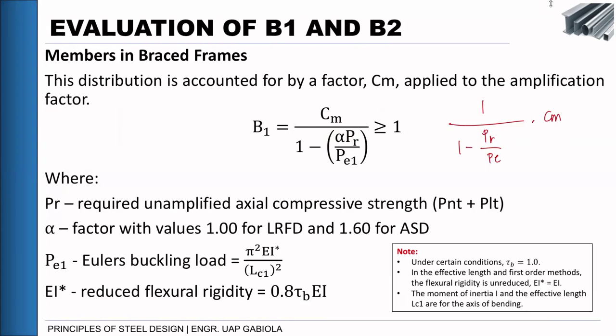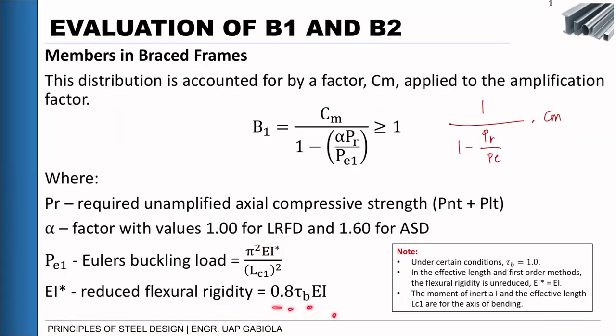So the required unamplified actual stress natin, the PNT plus PLT. And then, itong factor natin, 1.04 LRFD, then 1.6 for ASD. Yung PE1 is Euler buckling load using this formula. Wherein yung formula is pi squared, tapos yung modulus of yung fractional rigidity natin, E times I, over the length natin squared. Okay? So, since dito, nakalagay, EI is a reduced fractional rigidity, ang value niya is 0.8 tau B EI.